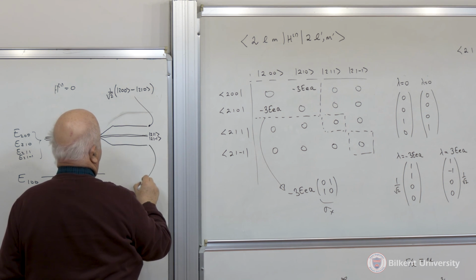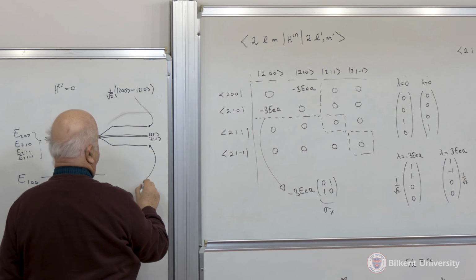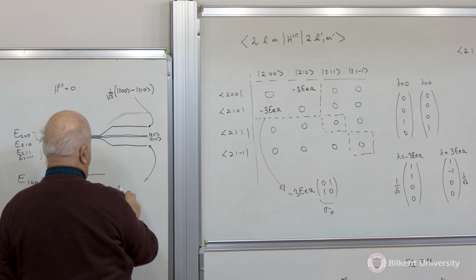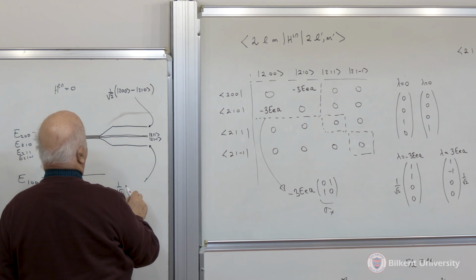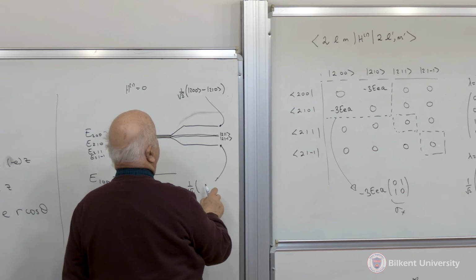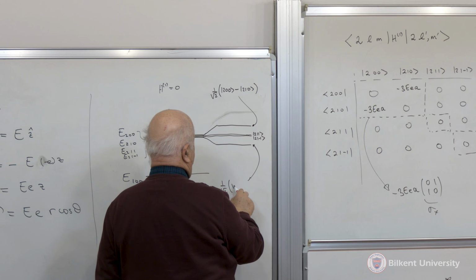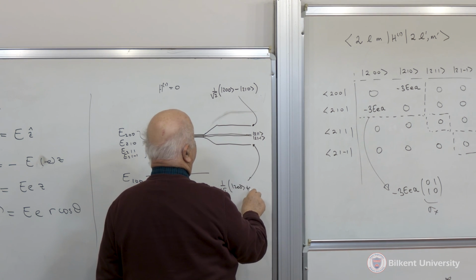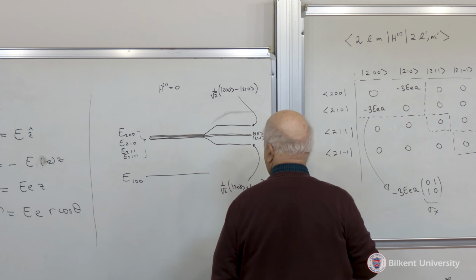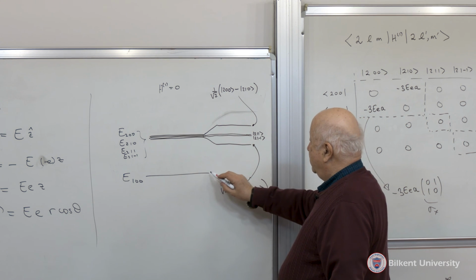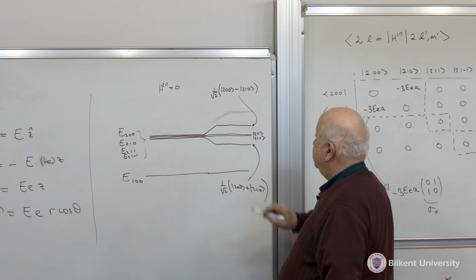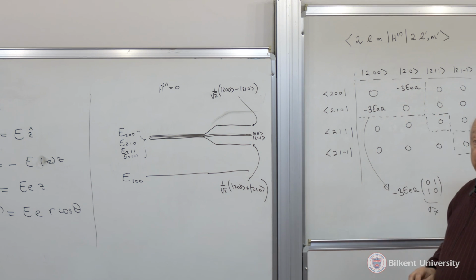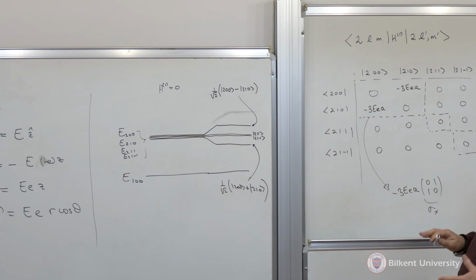And this one, which moves in the minus direction, is 1 over root 2 times (|2,0,0> plus |2,1,0>). Okay. And this |1,0,0> state just doesn't change its energy. Okay, so this is the Stark effect.